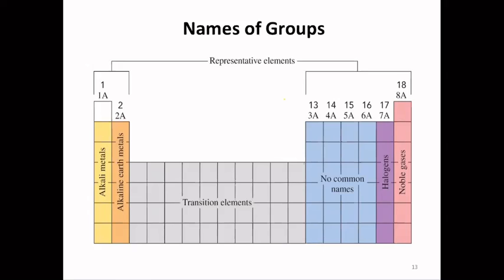So in the middle of this periodic table, you see the transition elements. The transition elements are actually group B of the periodic table. So everybody in group B, their common name is transition elements. Any questions in terms of the periodic table, periods, or groups, or the names for groups?